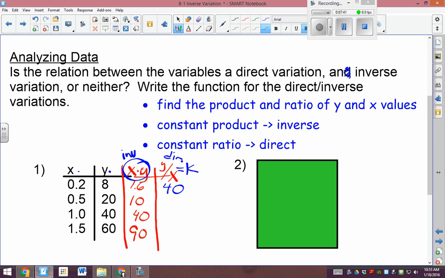20 divided by 0.5 would give us 40. I got a pattern happening here. 40. And 40. And 40. Oh, that's too many 40s.